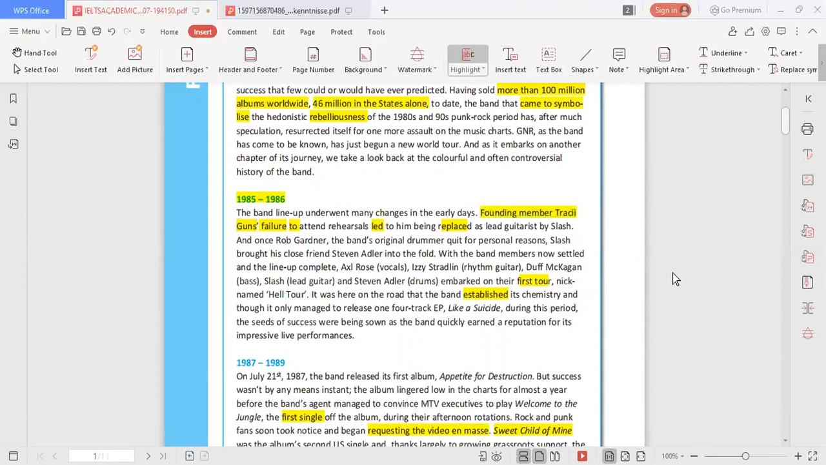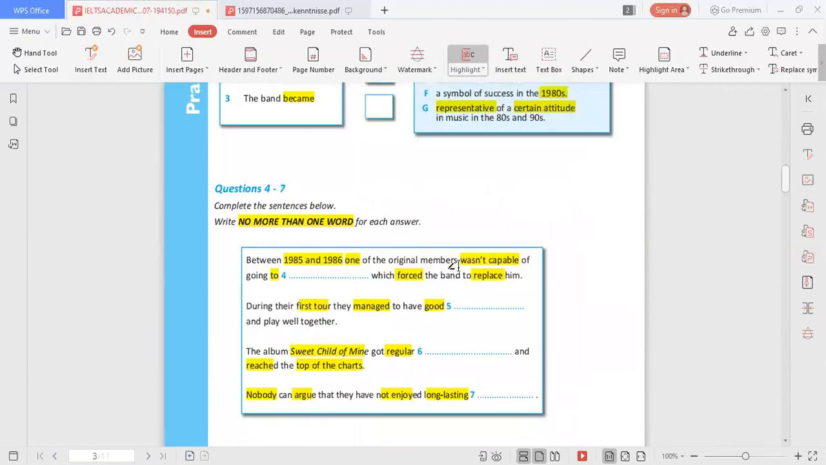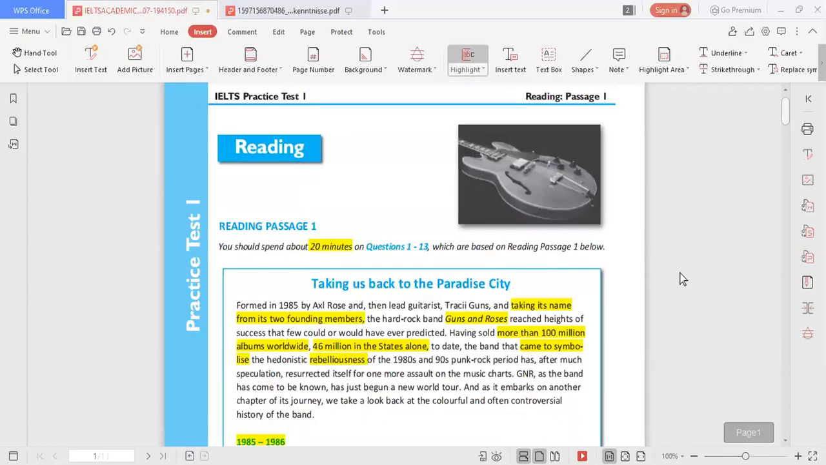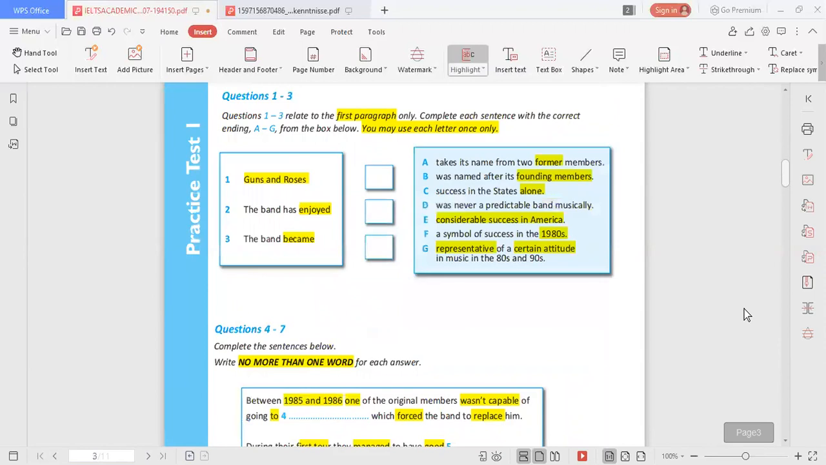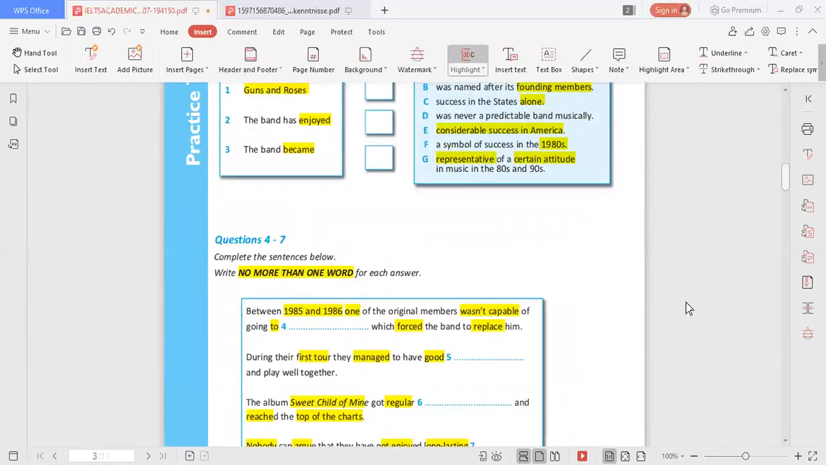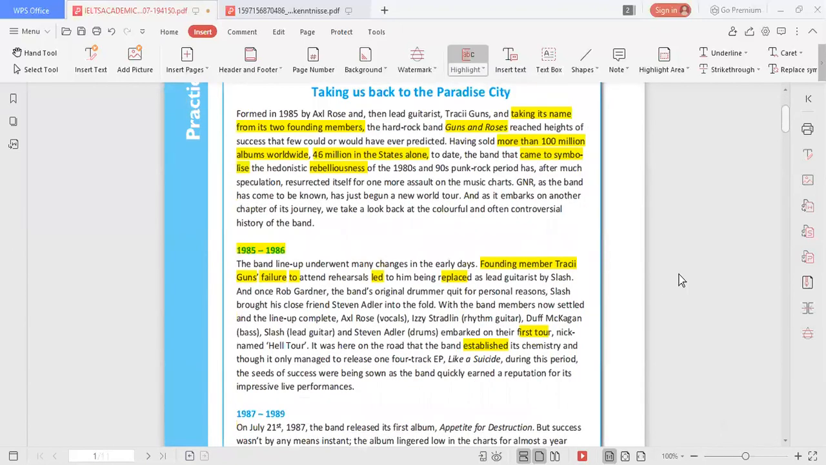Okay, so let's do a word for word matching here. We've got one of the original members, that is Tracy Guns, wasn't capable. We've got the word failure, okay? And we've got forced, we've got the word let, okay? I'm sorry about the going back and forth, there's no other way to do this. We've got the word let, and then the word replaced is actually replaced, okay? So this is our sentence.